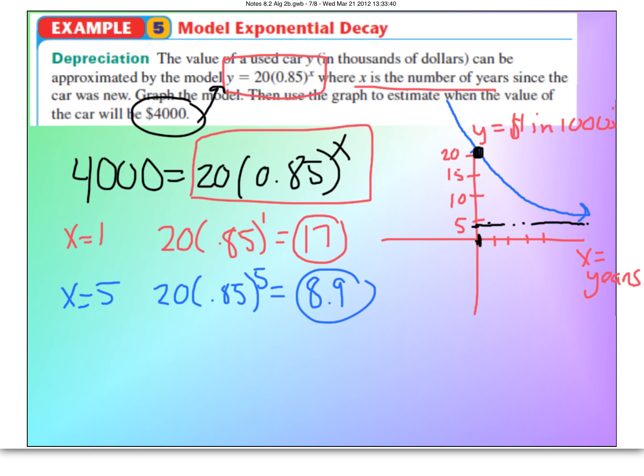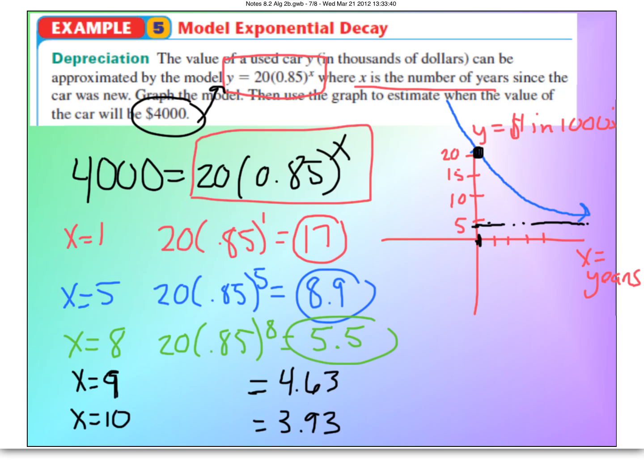If you do that, we get about $8.9 thousand, so we're closer to that. I'm going to actually type in 8 this time, so let's try x equals 8. And if you do that, we're going to get $5.5 thousand, so roughly $5,500. So let's try 9 and 10 and see if one of those will get us to the 4,000. If you look at the results, in year 9, we're at $4,000.630. And then at year 10, we're at $3,930.